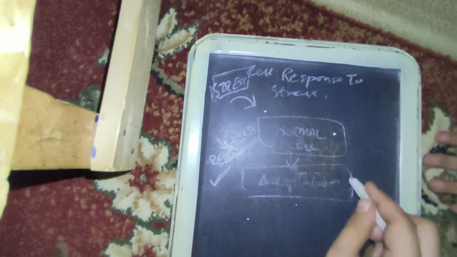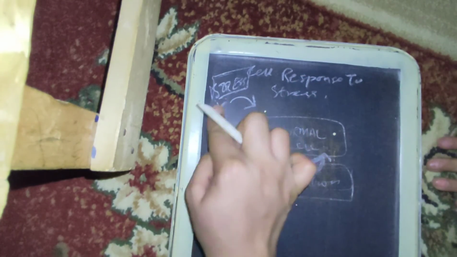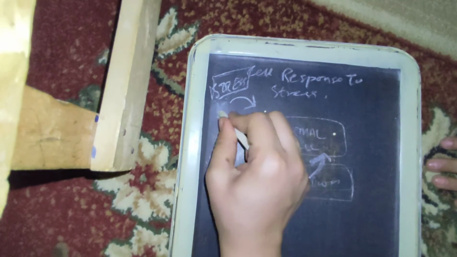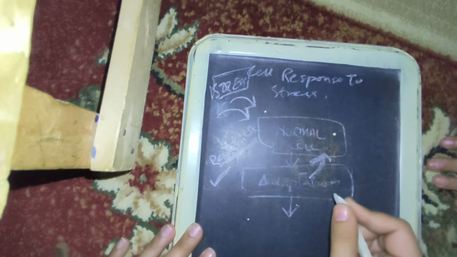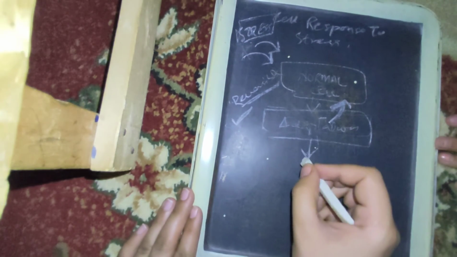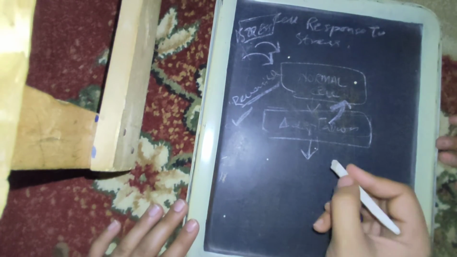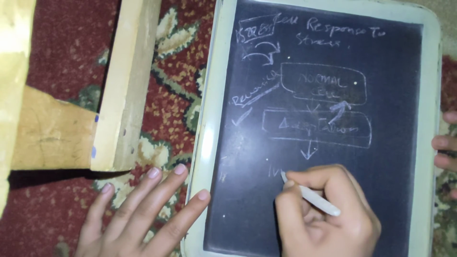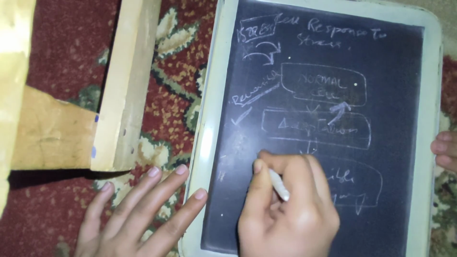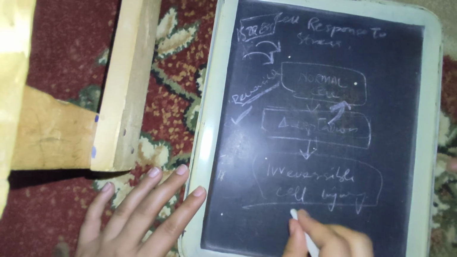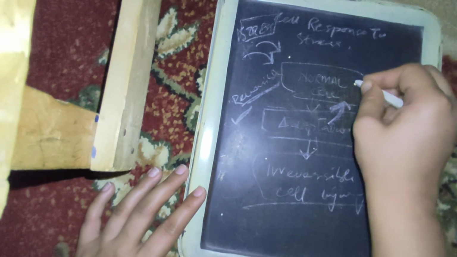A normal cell gets into adaptation. When we remove the stress, it will get back to a normal cell. But if we don't remove the stress and it is persistent or continued, it will get into irreversible cell injury. Irreversible cell injury cannot go back to a normal cell.